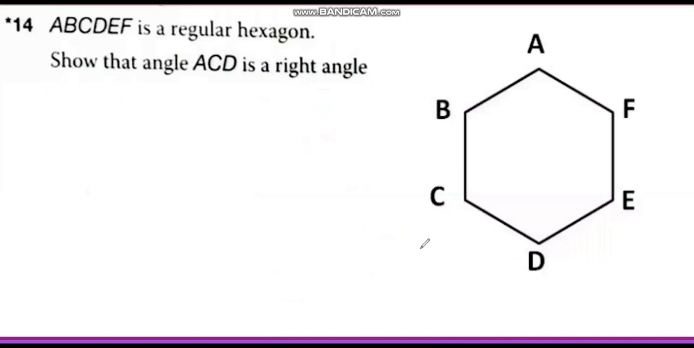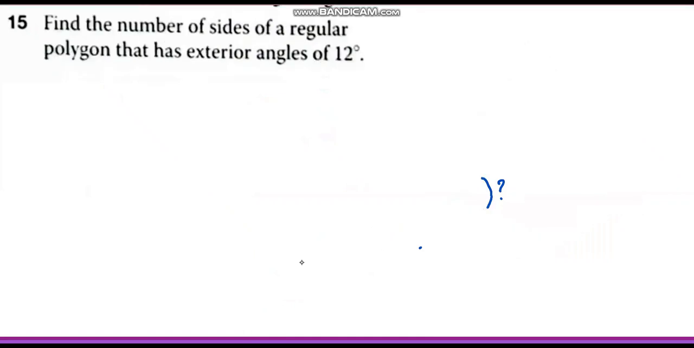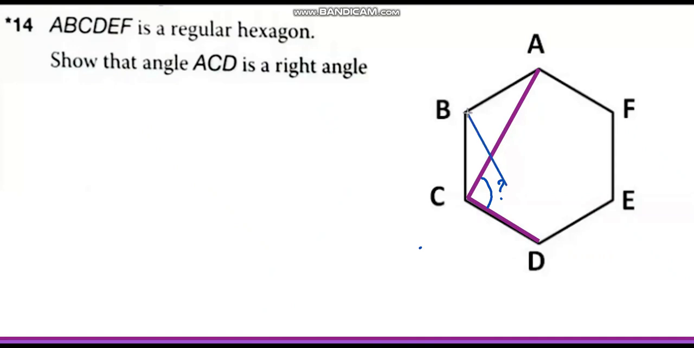In question number 14, we have a regular hexagon, and it says to show that the angle ACD is a right angle. Here is ACD. ACD is this angle, and we have to show that it is a right angle. For that purpose, let's do some construction. If I join the vertices B and D, I can see that as it is a regular hexagon, these two sides will be equal in length, which means in triangle BCD, the side length BC is equal to CD. It means this is an isosceles triangle.